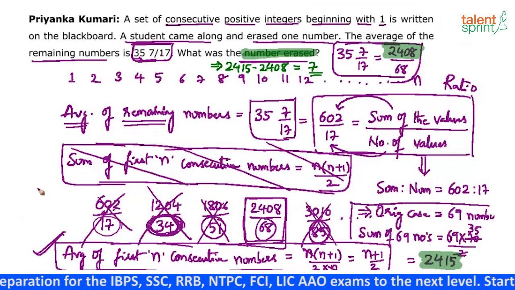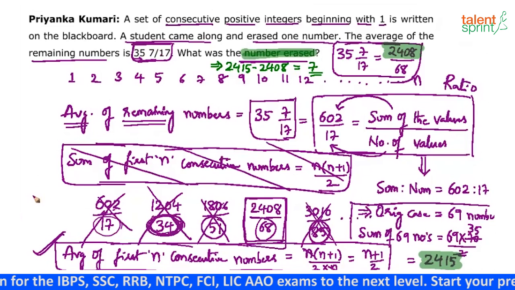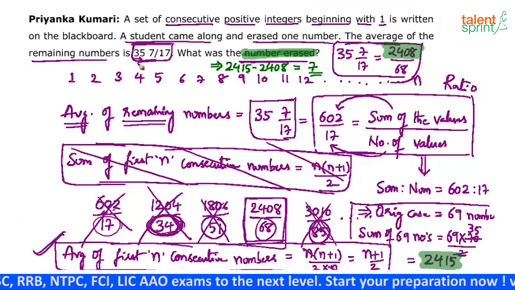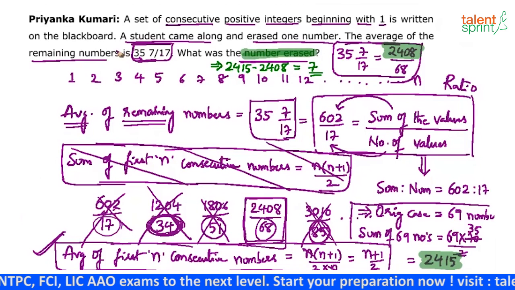What happens? The sum will reduce only by 1, and the denominator is reduced by 1. But can that average become 35/7 by 17? No. You're able to follow.